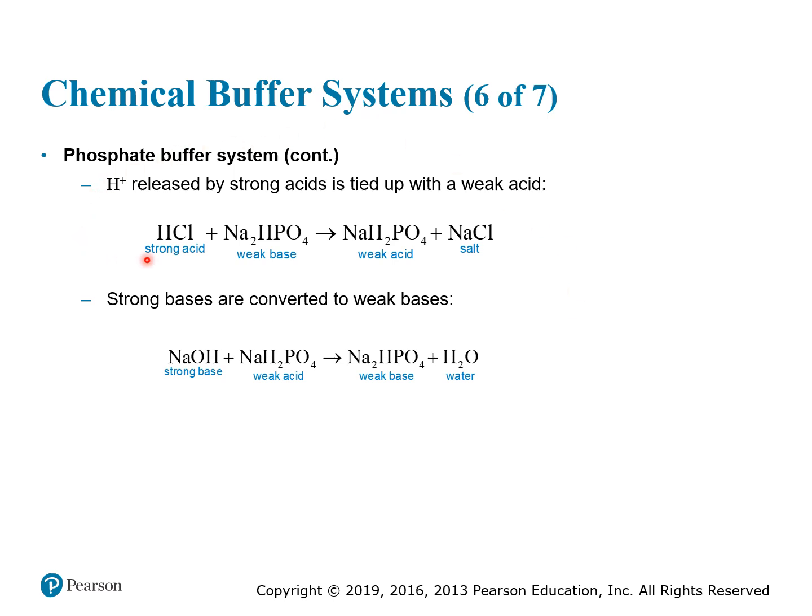Now this is how it acts, and as I said on the previous slide, this one H is the base, and this one with two H is the acid. So when a strong acid is added, the weak base reacts with it and turns it into a weak acid. So now there will not be too many H plus ions in the solution and the pH will not change dramatically. Similarly, when a strong base is added, that strong base is converted into a weak base, and this is how it prevents a dramatic change in the pH.